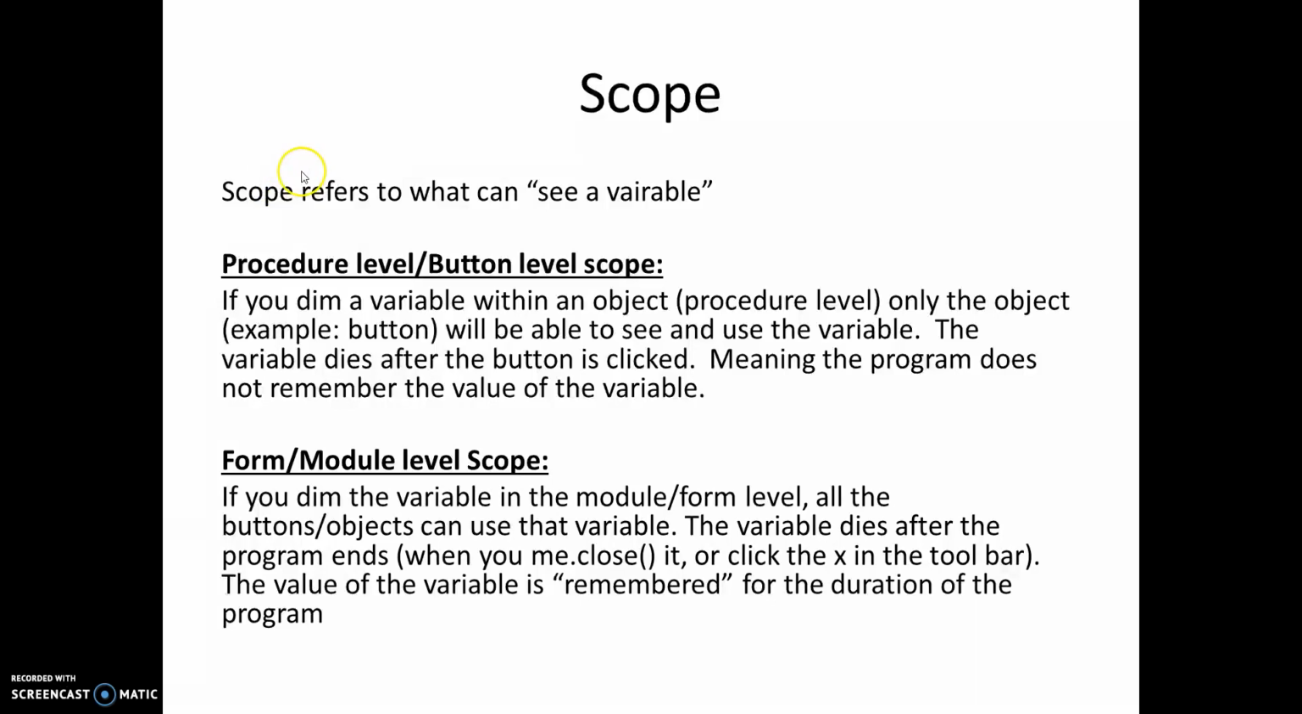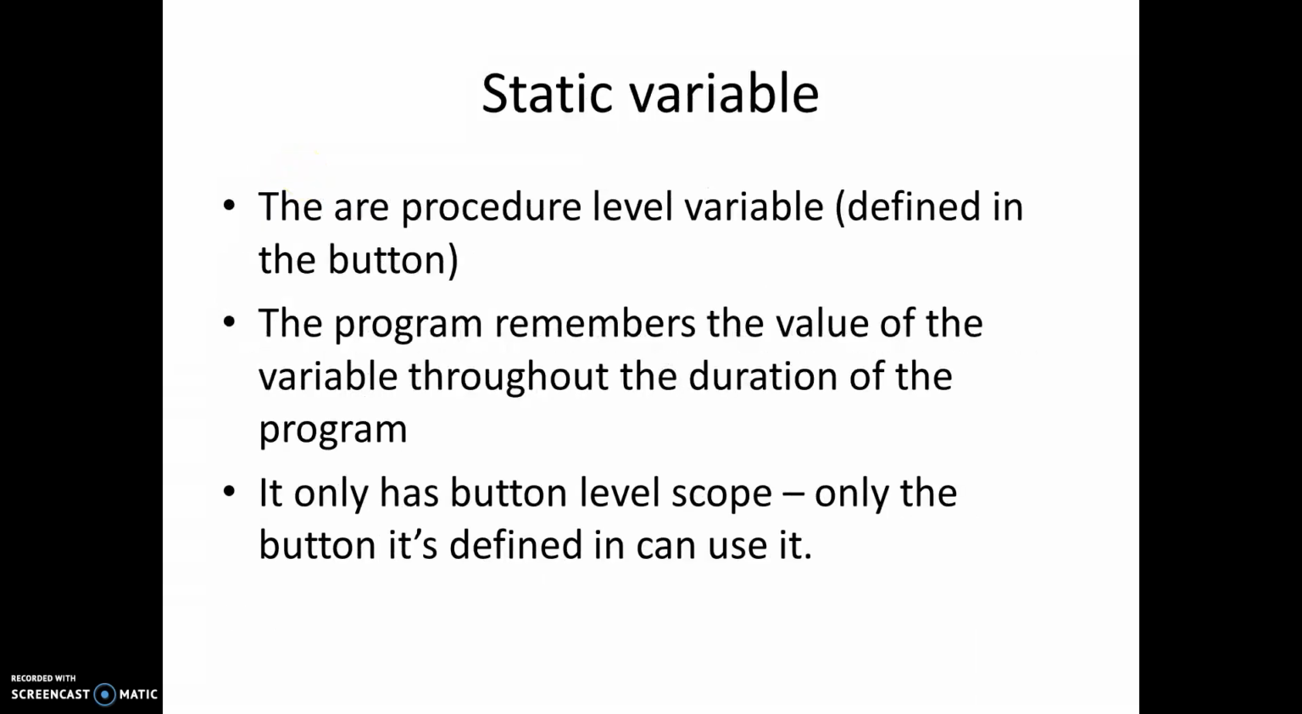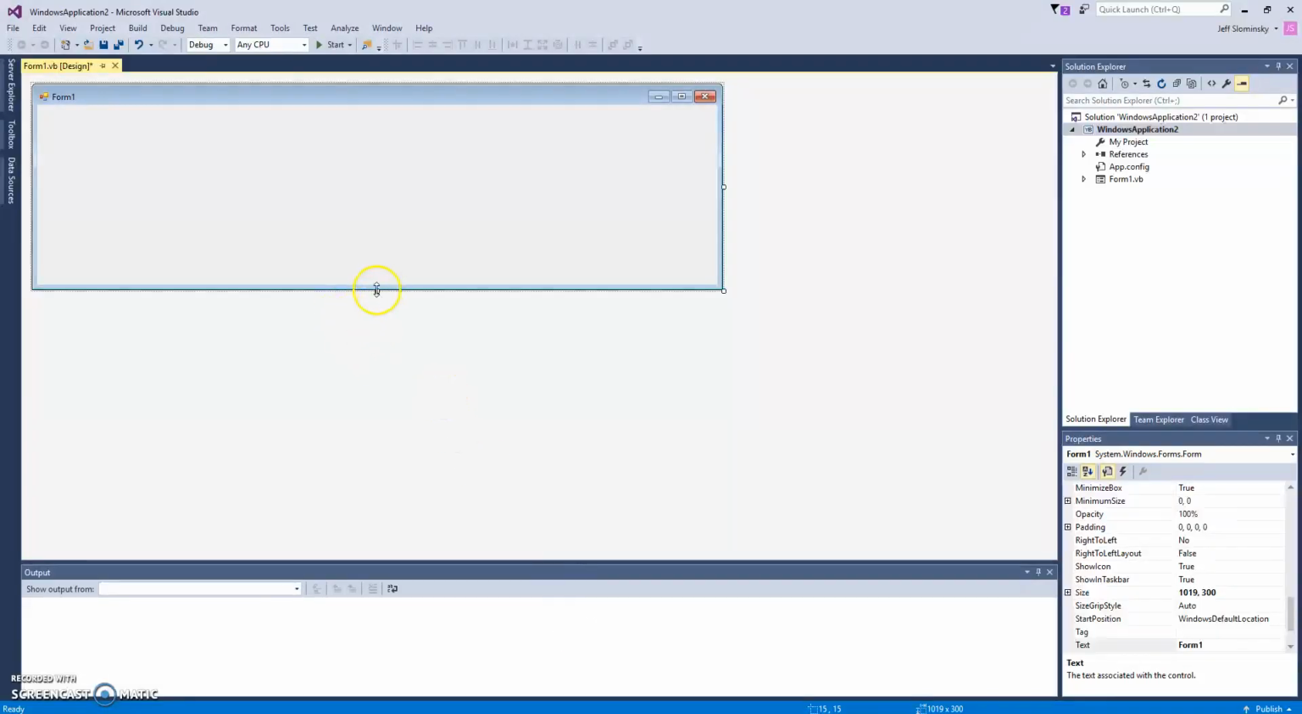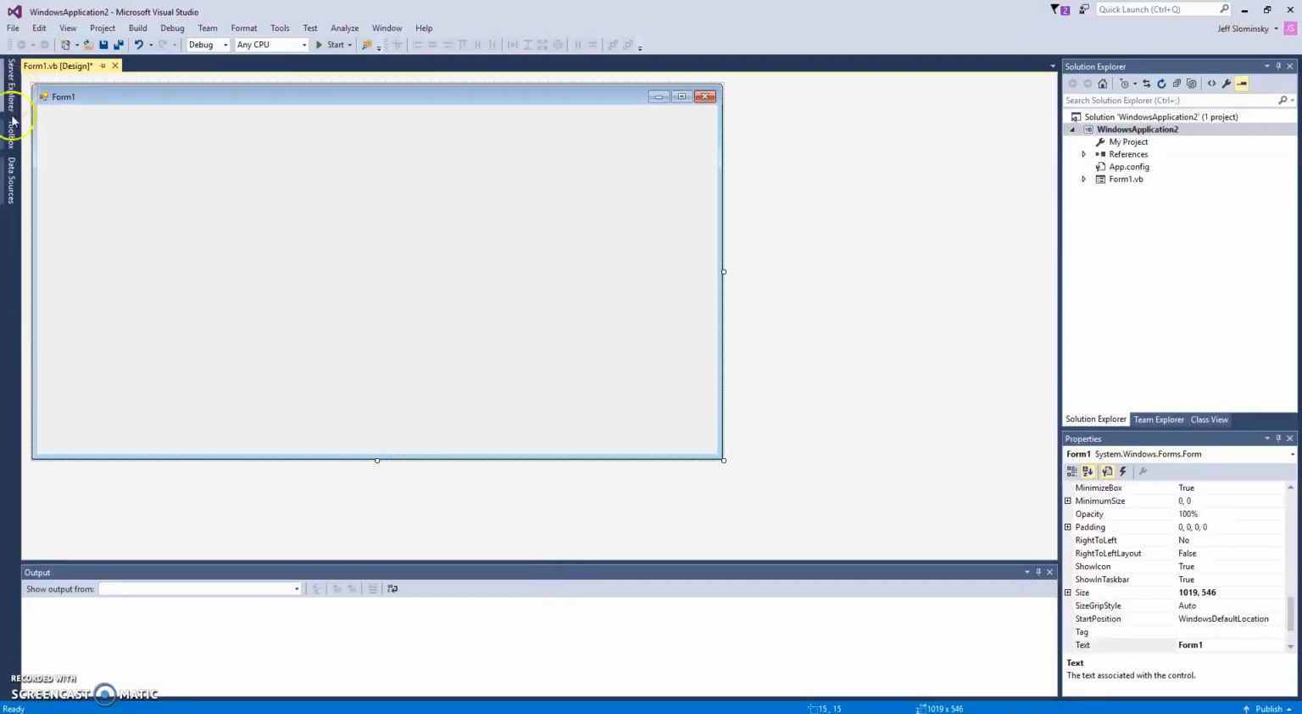Okay? The last thing is static. Statics are weird. They kind of act like global variables or form level variables, but they're defined in the function, whereas procedural level variables are defined in the button. The program remembers the value, just like a form level variable, but it only has button level scope. Okay, so let's go ahead and write a program that's going to demonstrate how to use all these.